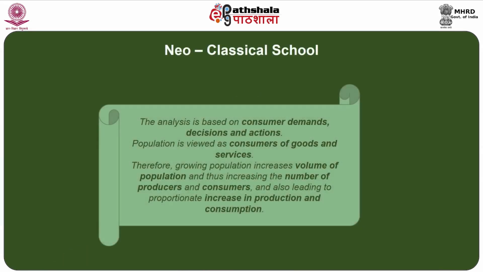In addition to that, the same population would also be the consumers of the goods and services that are produced. So, there is increase in the population growth rate and consequential increase in the volume of population, coupled with increase in the number of producers as well as number of consumers of various goods and services. Thus, it also leads to proportionate increase in production as well as consumption.